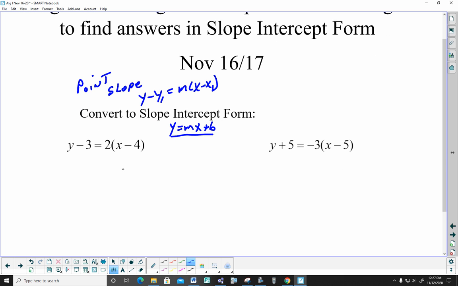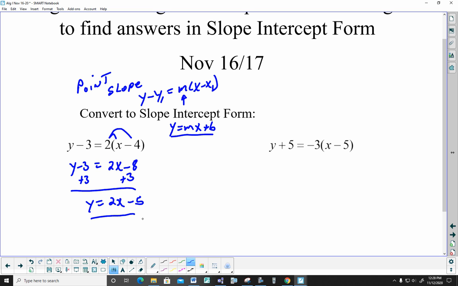Don't blink, it's going to happen pretty fast. Okay, well, maybe not that fast. Start by distributing the slope inside. So I'm referring to this. This is the slope. Distribute it inside the parenthesis. So you got y minus 3 is equal to 2x minus 8. And then to finish, add the 3 to both sides. And you're finished. y is equal to 2x minus 5.